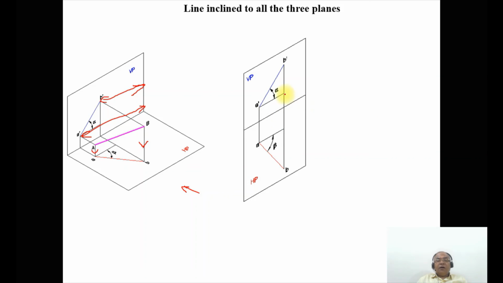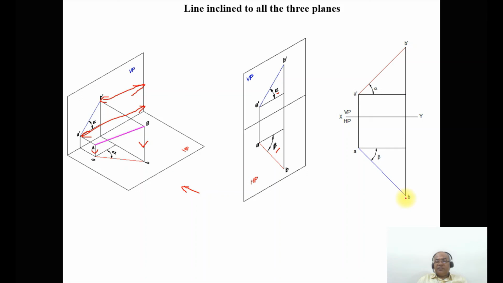In this case, you can see alpha and beta are the apparent inclinations of the line. That is what we have shown, alpha and beta, wherein you can see the apparent length, because the front view line is not parallel to XY, therefore its corresponding top view is not in true length. Similarly, the top view line is not parallel to XY, so its corresponding front view is not in true length. Therefore, it will be apparent length.